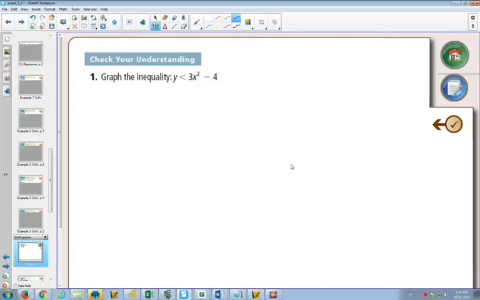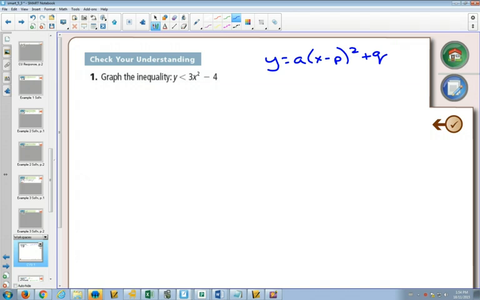So for graphing this one, we start by graphing the parabola as if it was just y equals 3x squared minus 4. First thing you're going to ask yourself, is this one in standard form? Is it in this form so that I could graph it quickly and easily? Can you tell what the vertex is? What is the vertex of this one? 0, -4. It is in this form.